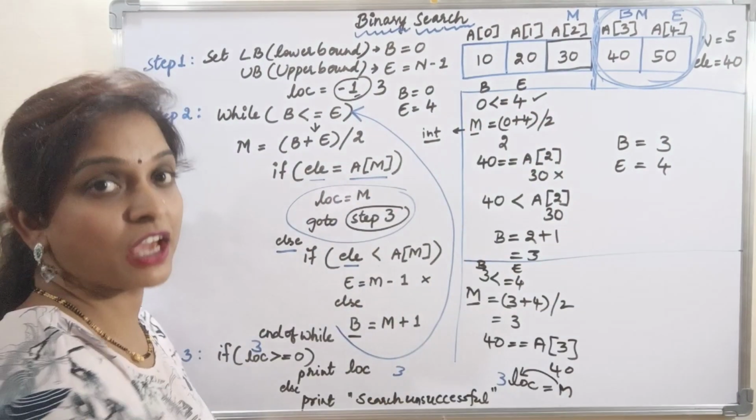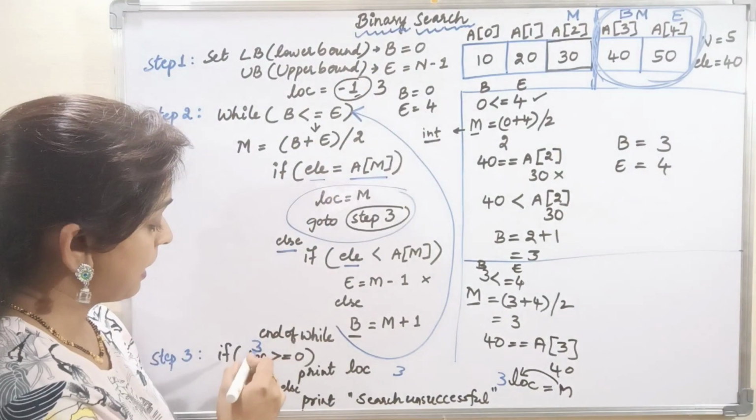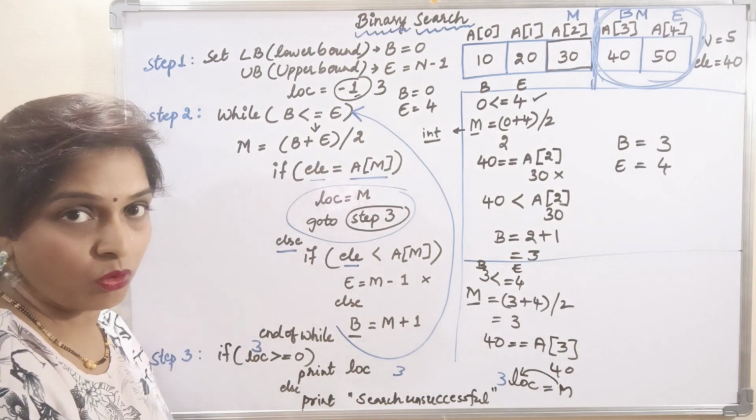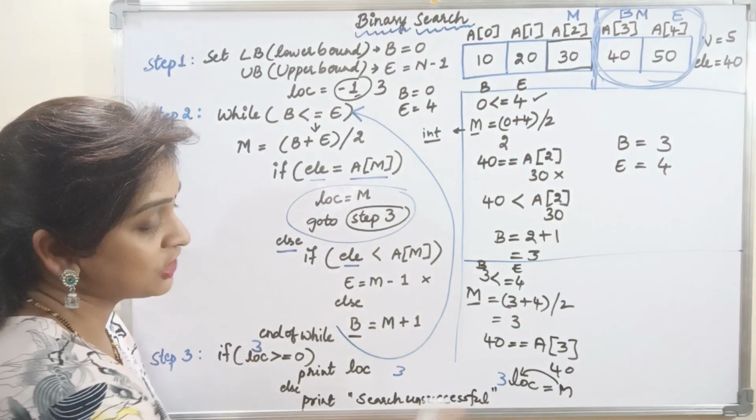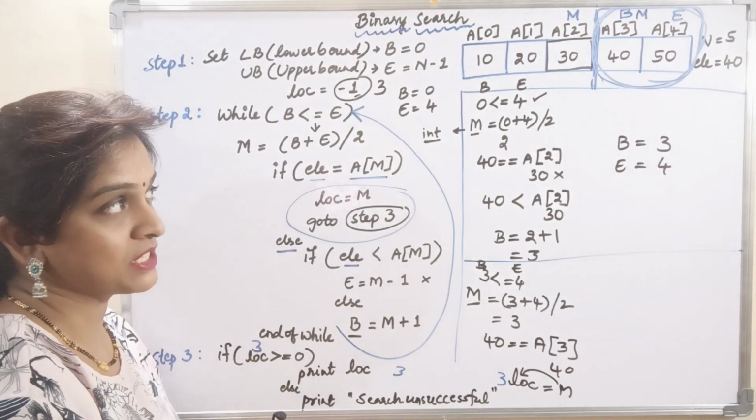If not, the search element does not exist, then this condition goes out. I will be out of the array bound. Then I'll come to the else part. It will be -1 only. Is -1 greater than or equal to 0? No. Come to else, print search unsuccessful. So hope you have understood with this tracing.